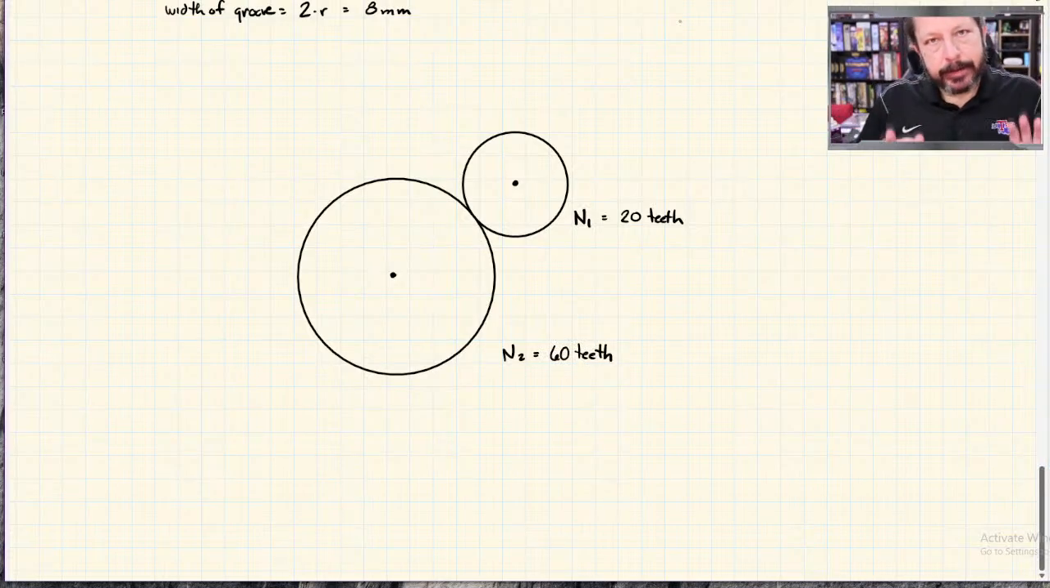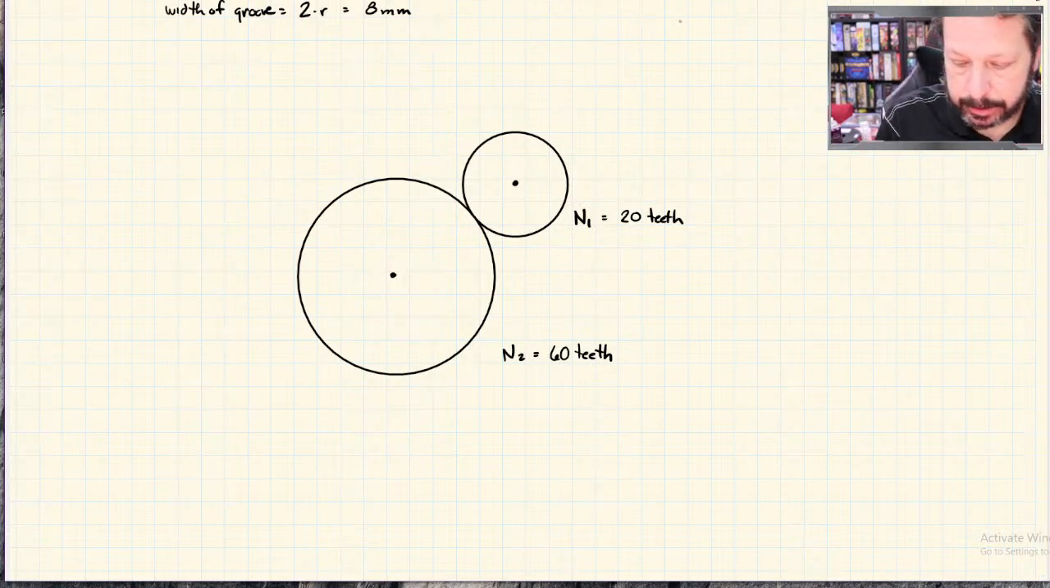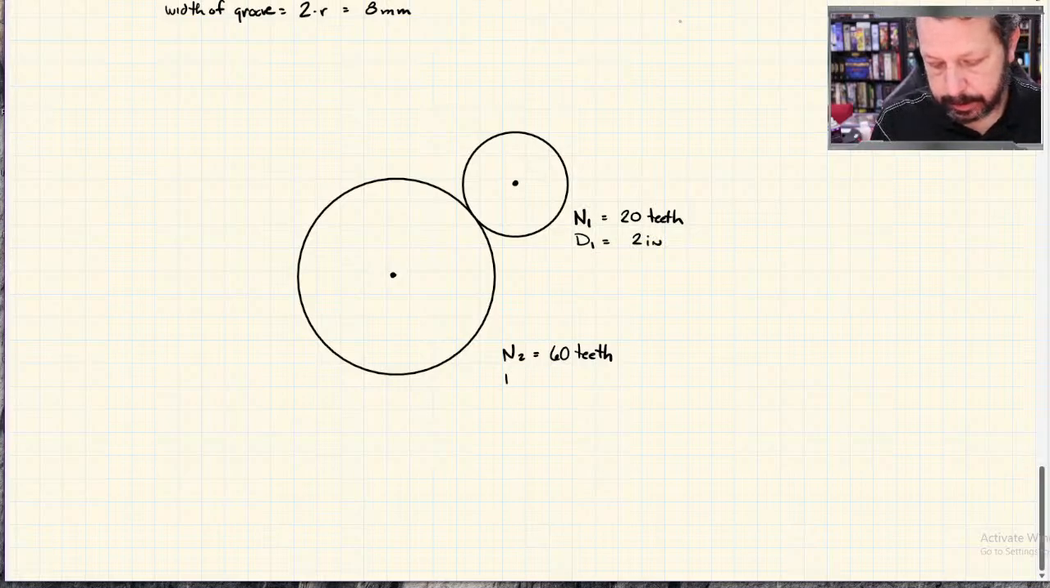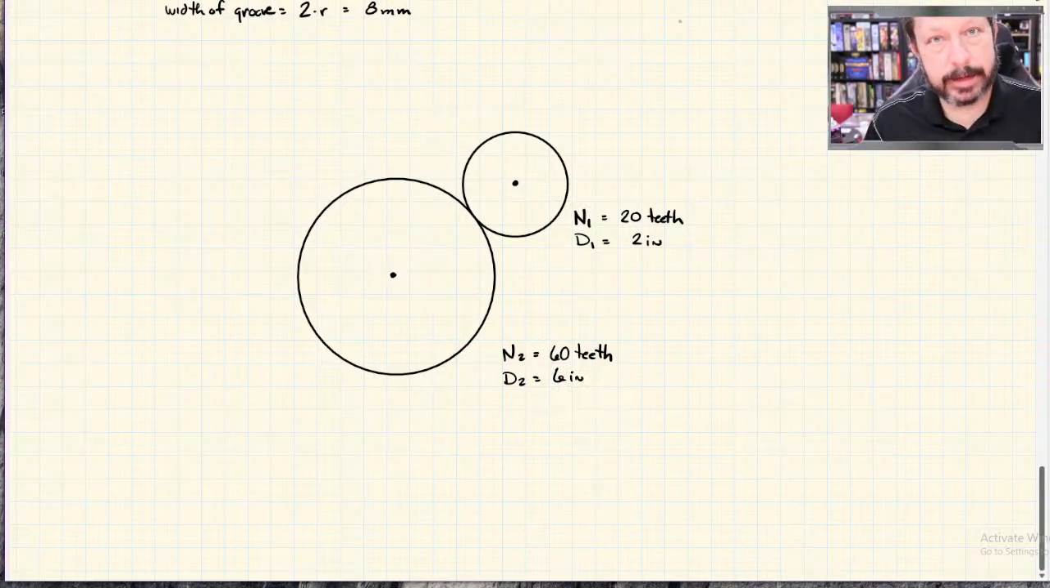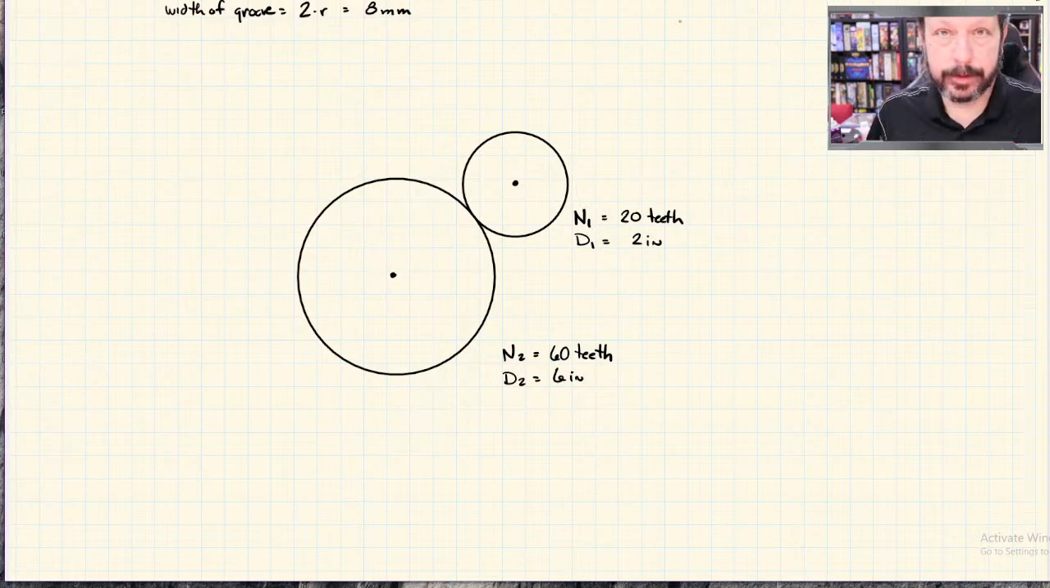It doesn't matter if I tell you teeth or diameter or radius. That ratio is all going to be the same. So if the diameter of gear 1 is 2 inches, then the diameter of gear 2 has to be 6 inches, because it has to be the same ratio. Diameters, teeth, and radius all have to be the same ratio in order for the gear teeth to actually mesh together.